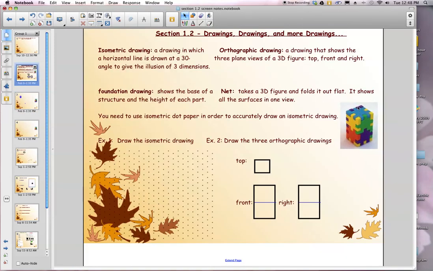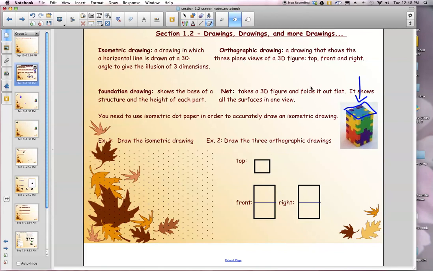If I was going to take that same picture and do an orthographic drawing of it, the first thing that I would do is look at it just from the top. If I was looking just down above this, all I would see is this piece right here. So all I would see is a square. So my top view is simply a square.